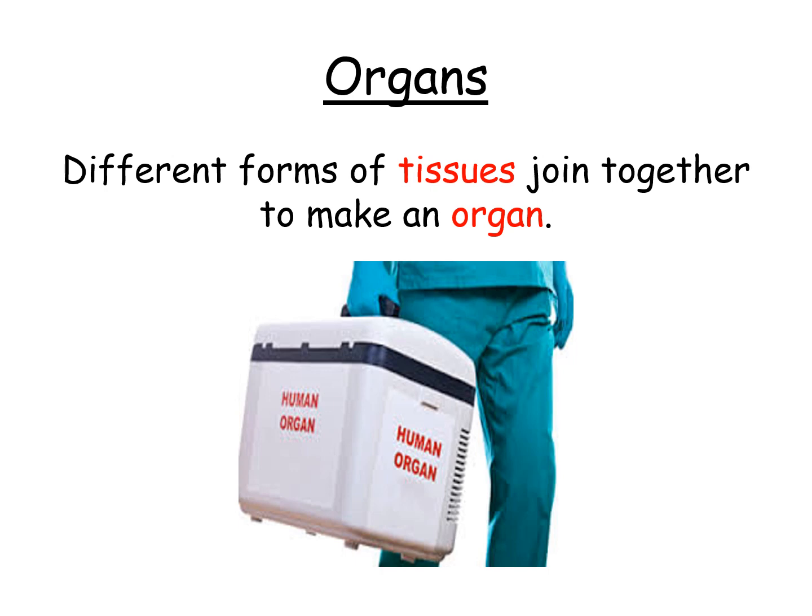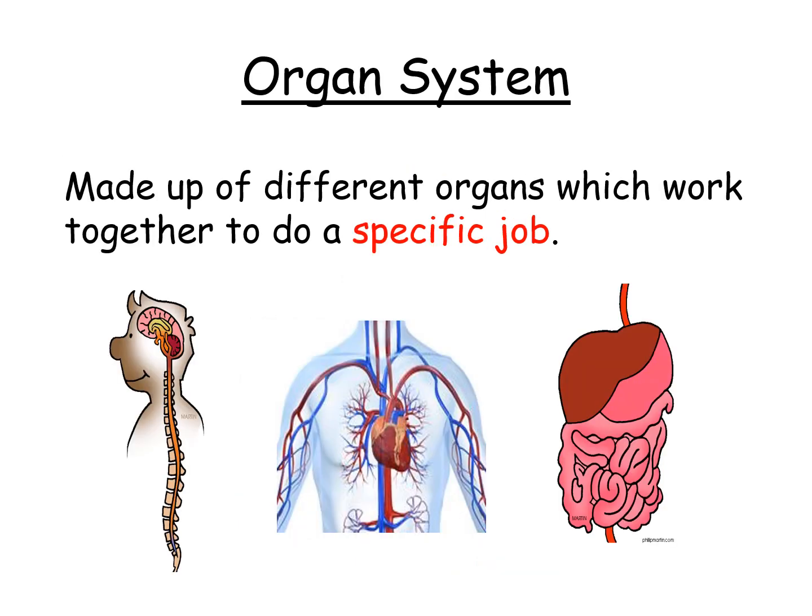When different forms of tissue then join together, they make an organ. This is the part that you will be most familiar with. Think about the heart, the lungs, the liver, kidneys. Finally, when different organs work together to do a specific job, we call this an organ system. And I'm sure you could name them if you were to think about it.